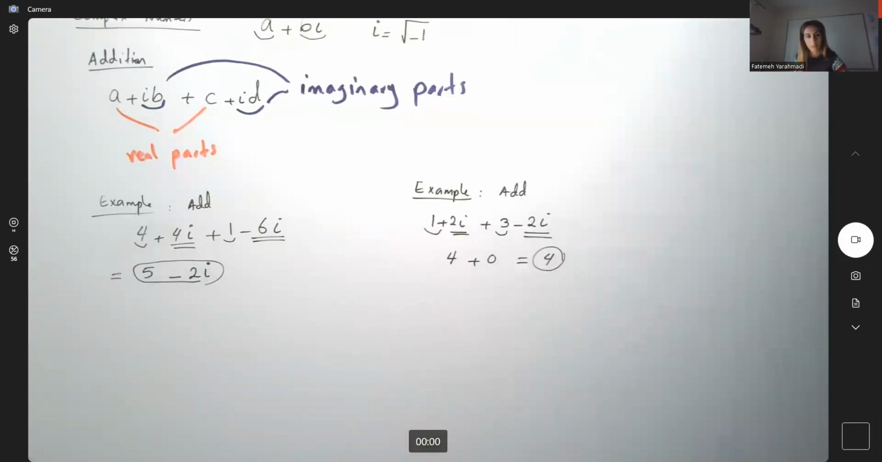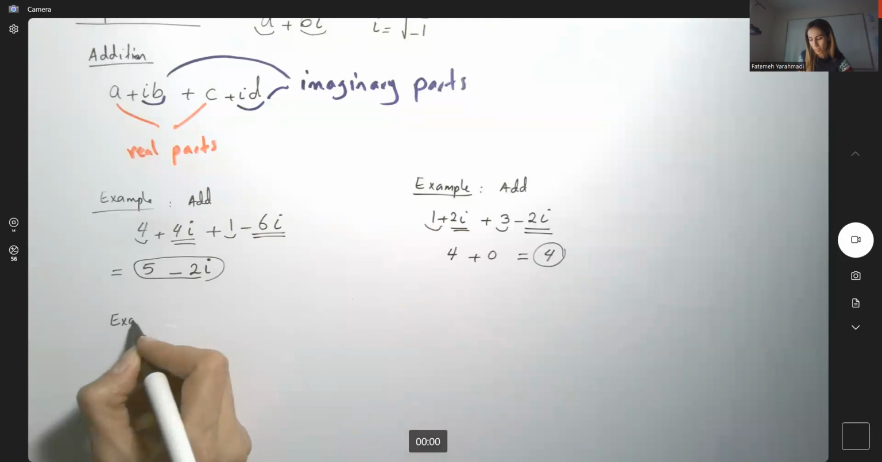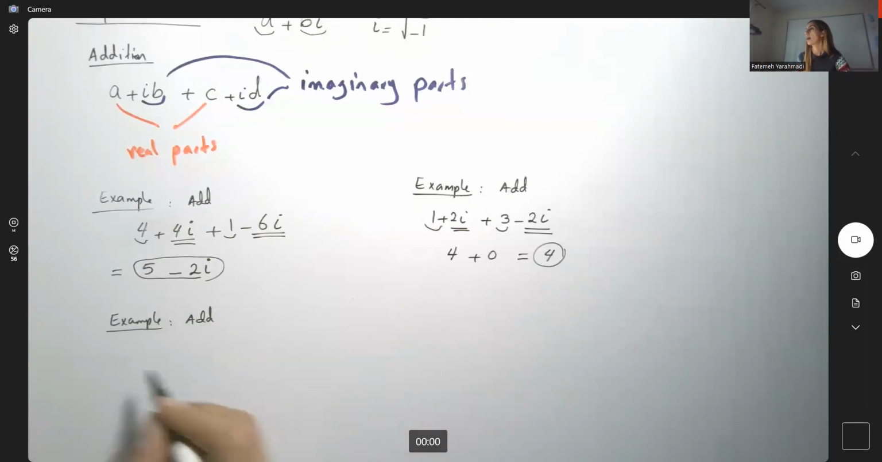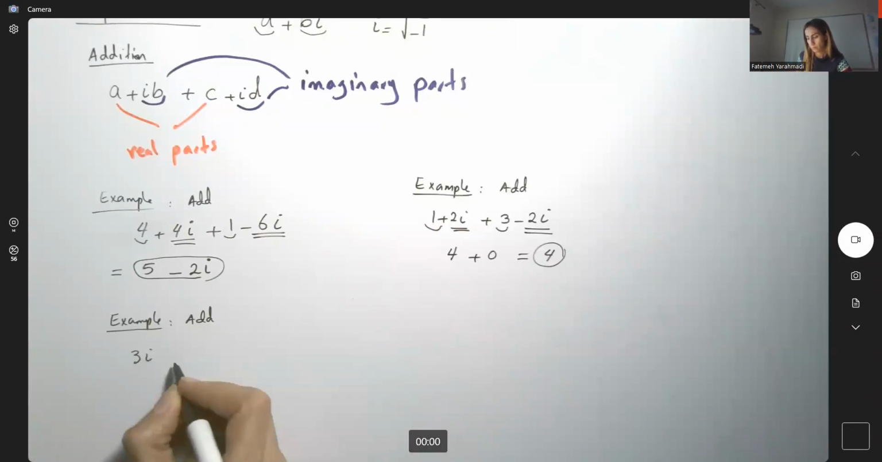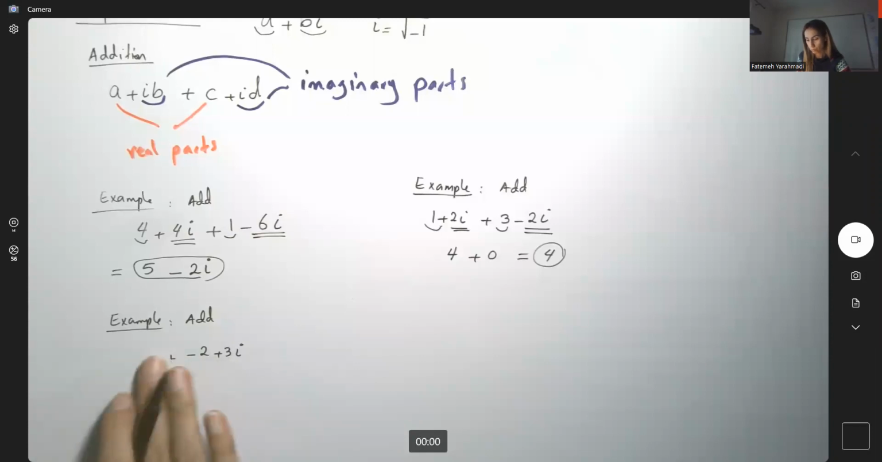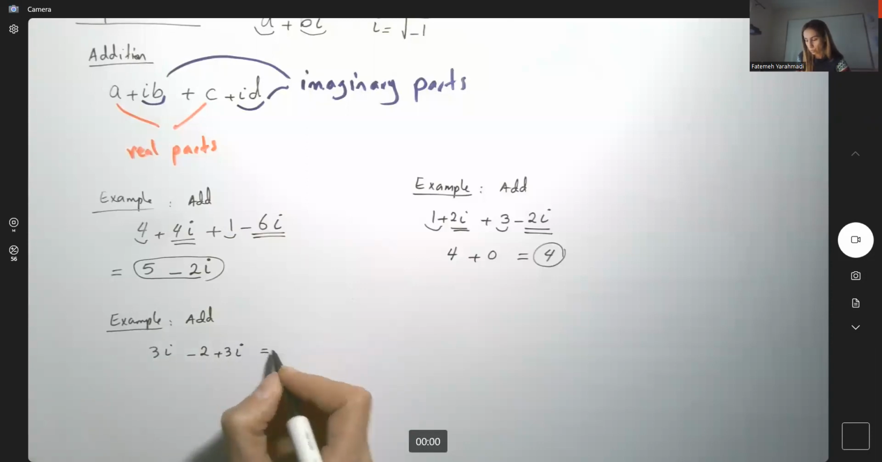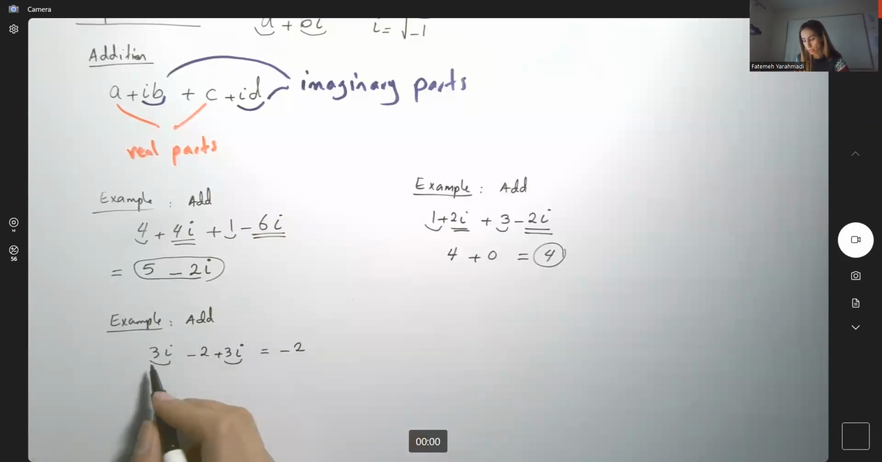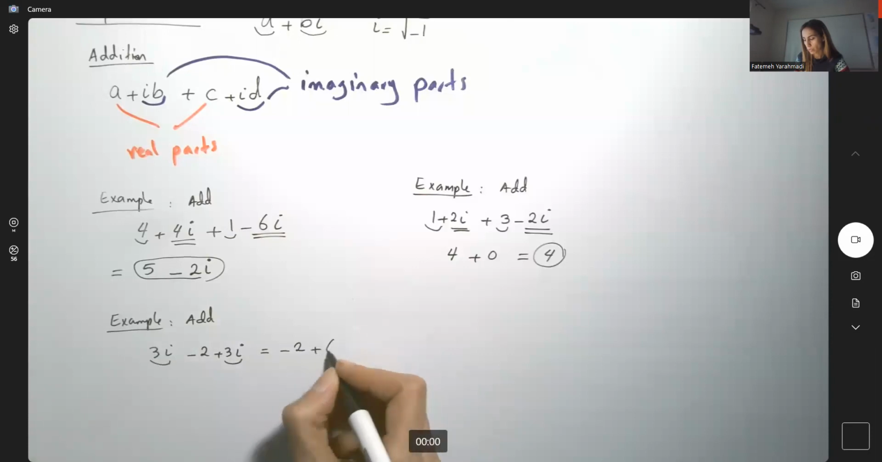Let's take a look at another example for you. In this example, I ask you to add the following. Add 3i and -2 plus 3i. Very good. So what is the real part? The only real part that you see is -2. So you have a -2. Then you're going to add the imaginary parts, which is 3i plus 3i, or 6i.